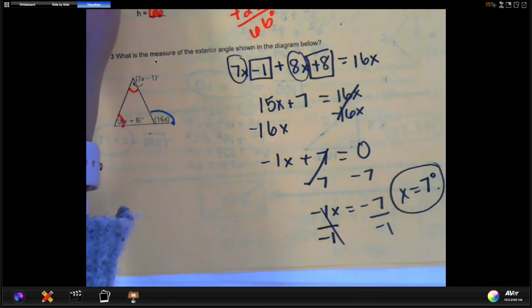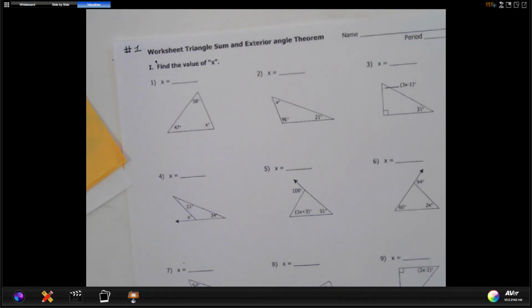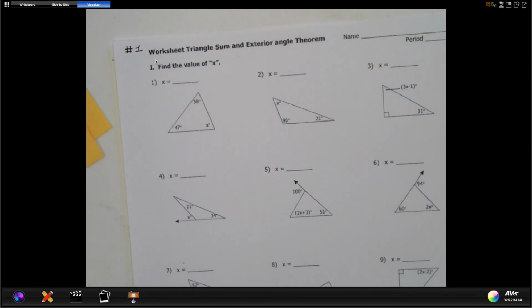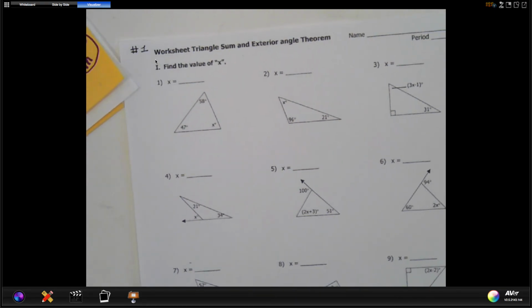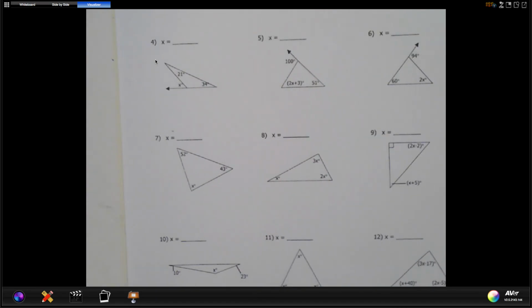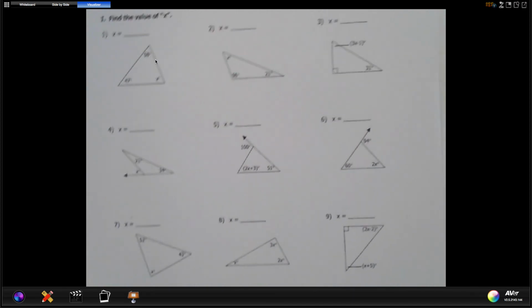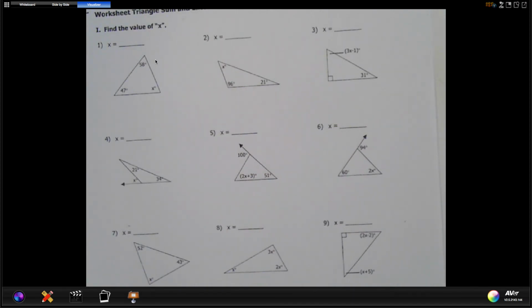The homework, if you have me for math, is looking like this. It says Worksheet: Triangle Angle Sum and Exterior Angle Theorem, Number 1 on it, and it should have just a front side. So if you need help on this, please feel free to email me and I'll get back to you as soon as possible.